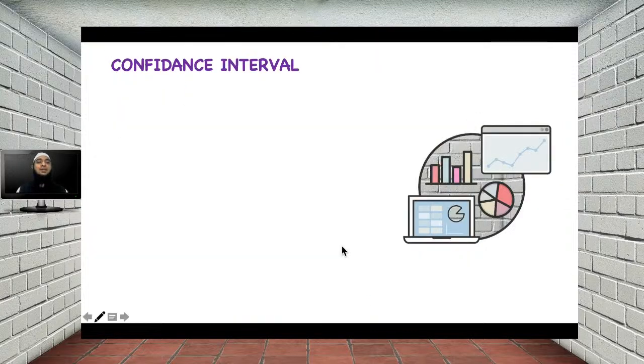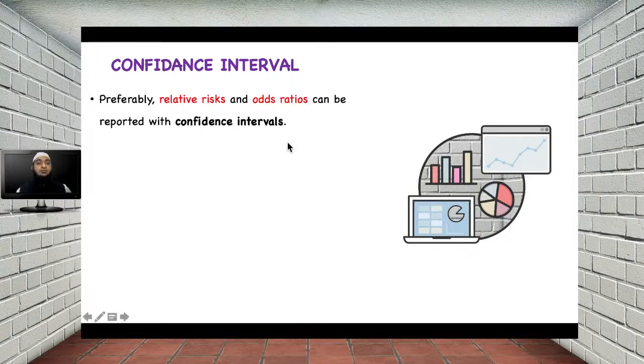The fourth statistic we are using, which is another important and commonly used statistic, is called the confidence interval. So you can use either the p-value or the confidence interval. Preferably the confidence interval; relative risk and odds ratio can be reported with the confidence interval. So you are using the p-value as one indicator, and another indicator can be the confidence interval.